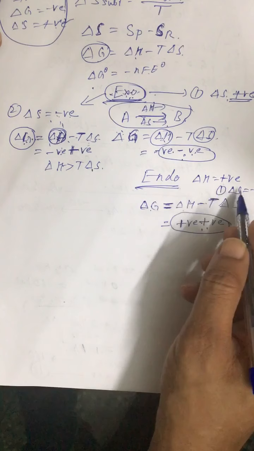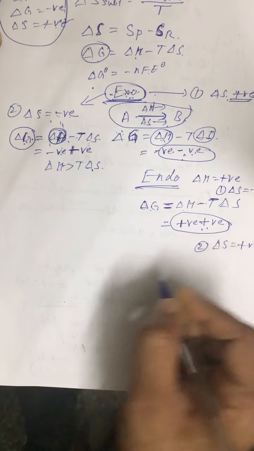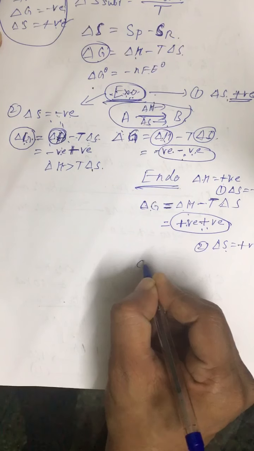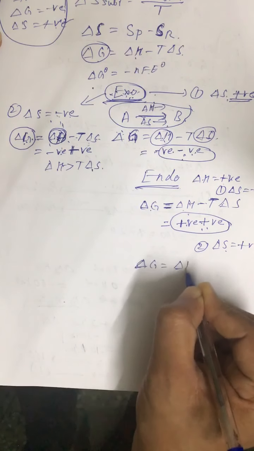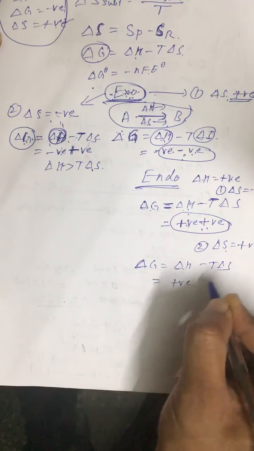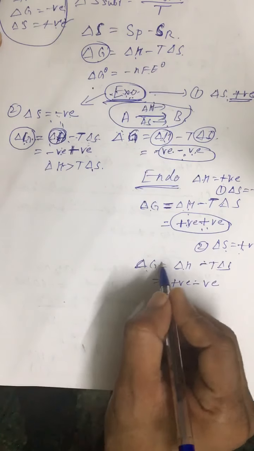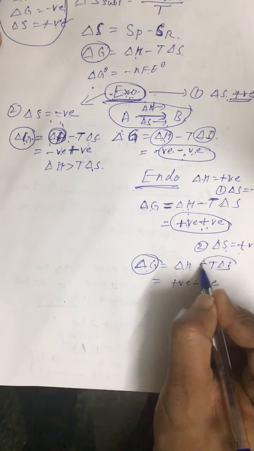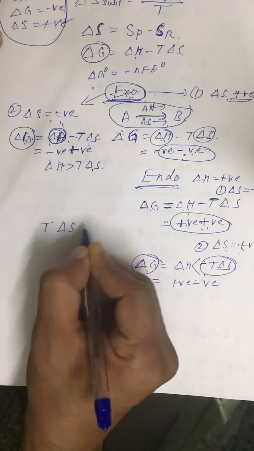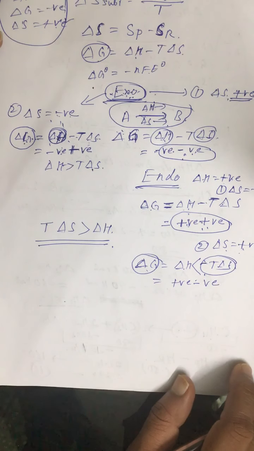And the second condition, ΔS is positive and ΔH is also positive. Now see the relation ΔG equal to ΔH minus TΔS. This is positive, and this is also positive. So positive minus positive, it can be negative. Now see, the condition for negative ΔG is that the TΔS factor must be greater than ΔH. If TΔS exceeds ΔH, then ΔG will be negative and the process will be spontaneous.